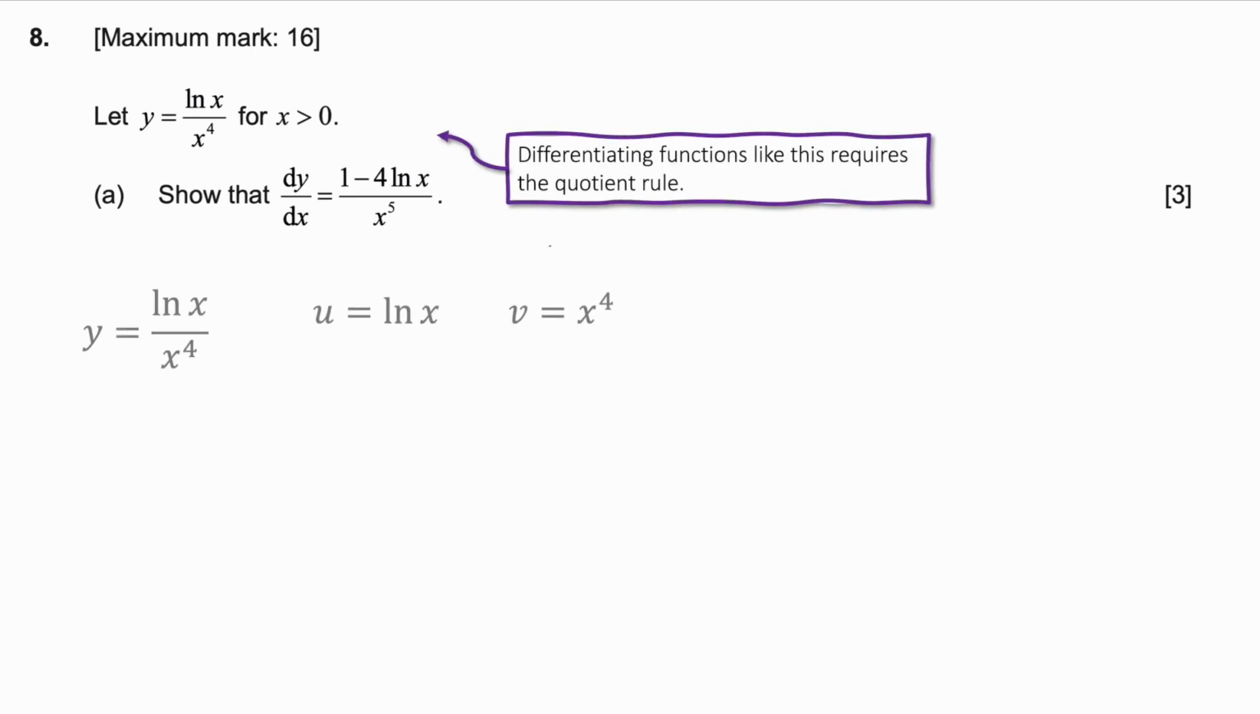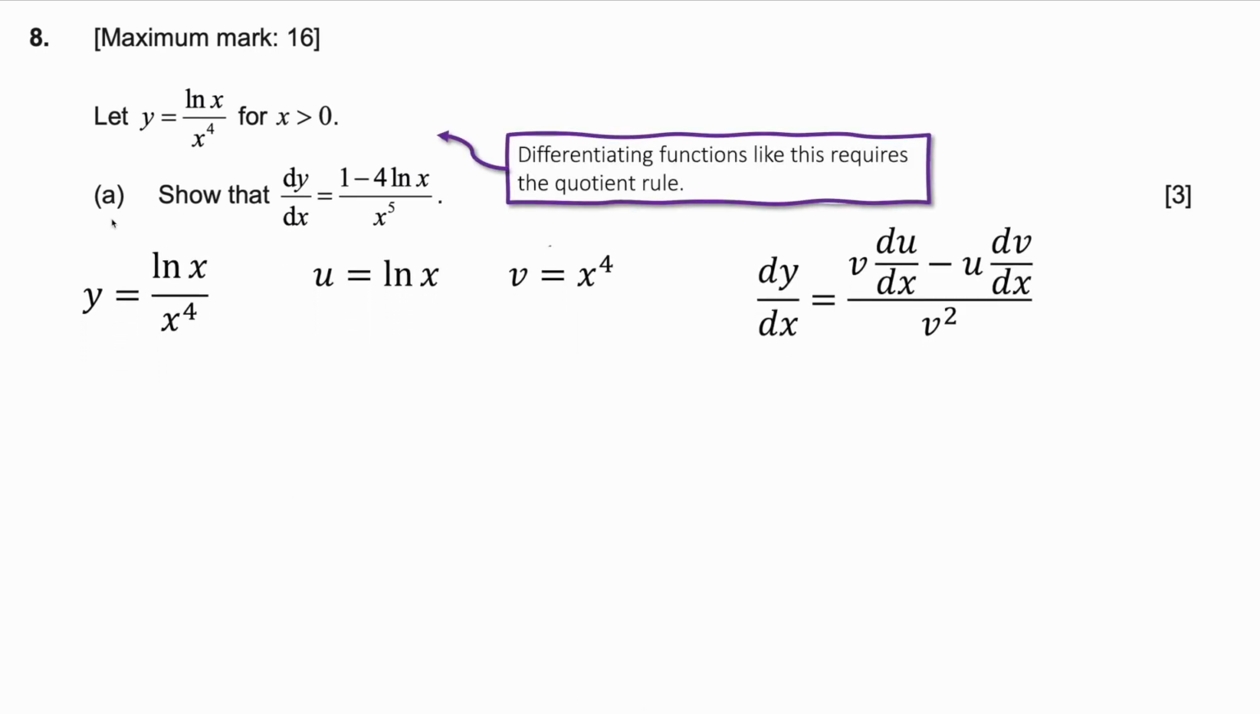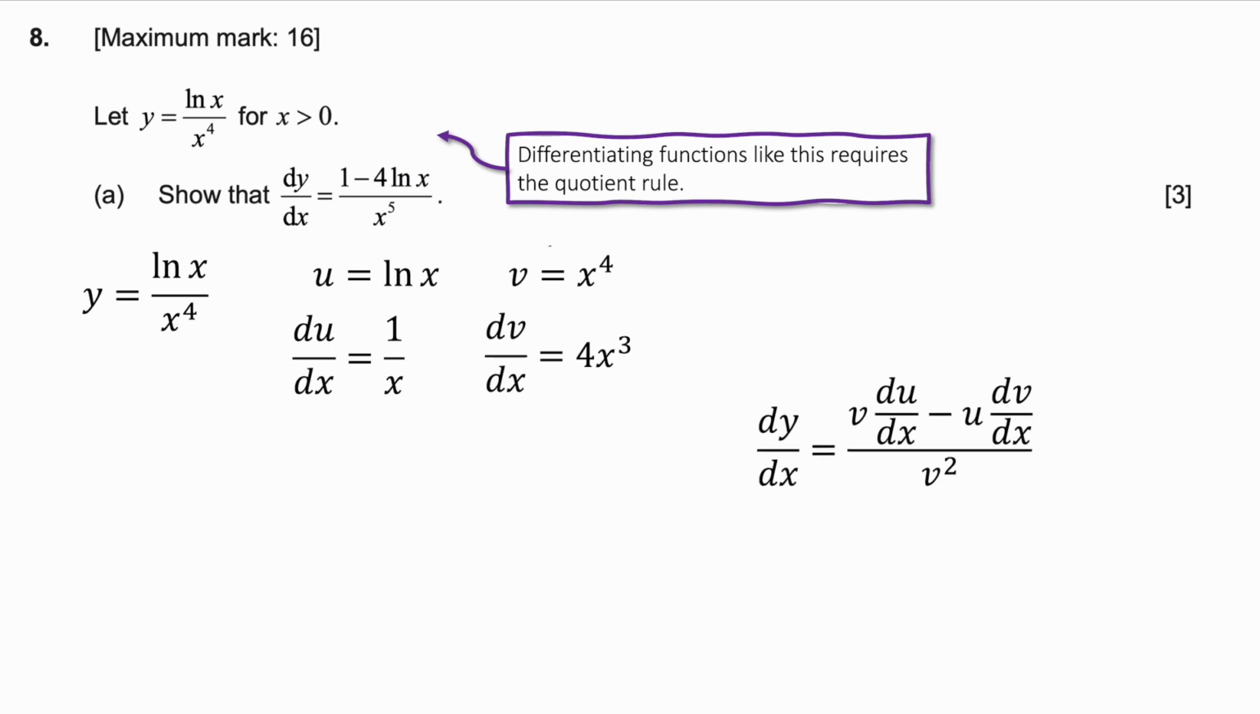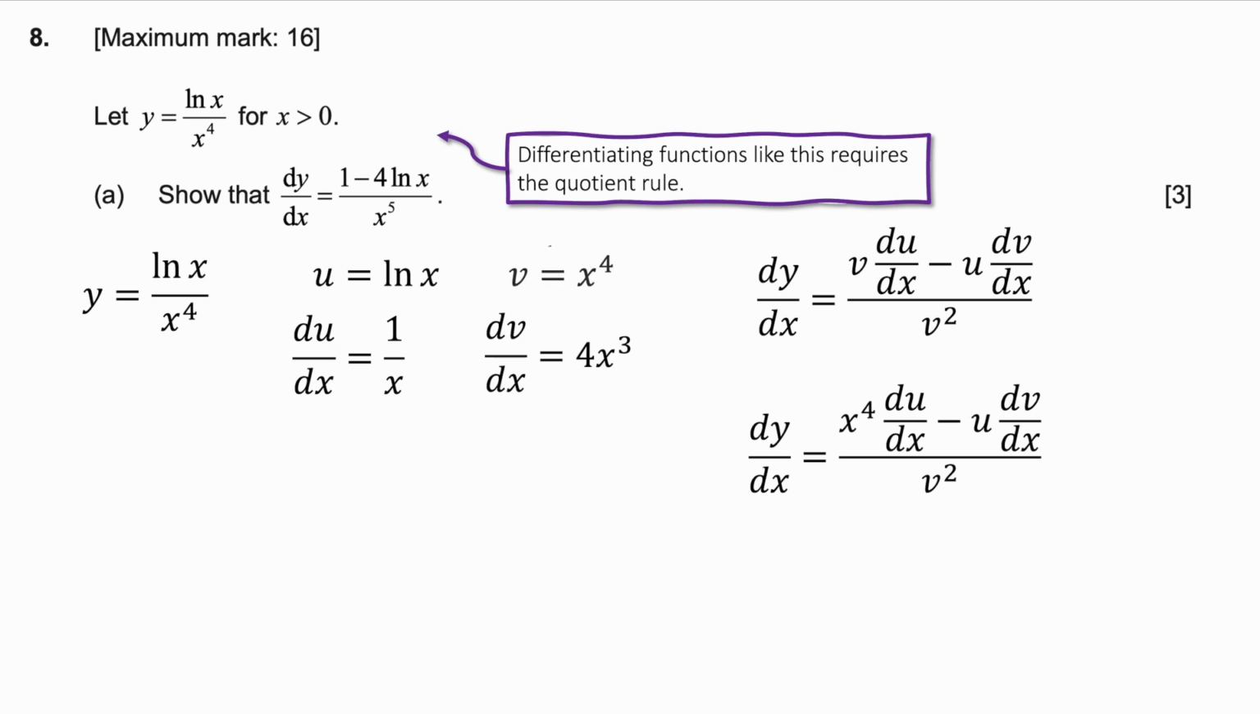So this function here, ln of x over x to the power 4, is a fraction, so we're going to use the quotient rule. I've written the quotient rule over here, v du minus u dv over v squared. We're going to start with u is equal to ln of x, that's the top of the fraction, and v equals x to the power 4. We'll differentiate those. Fantastic. And we can substitute those into the quotient rule now. Like this, substituting in everything as we go.